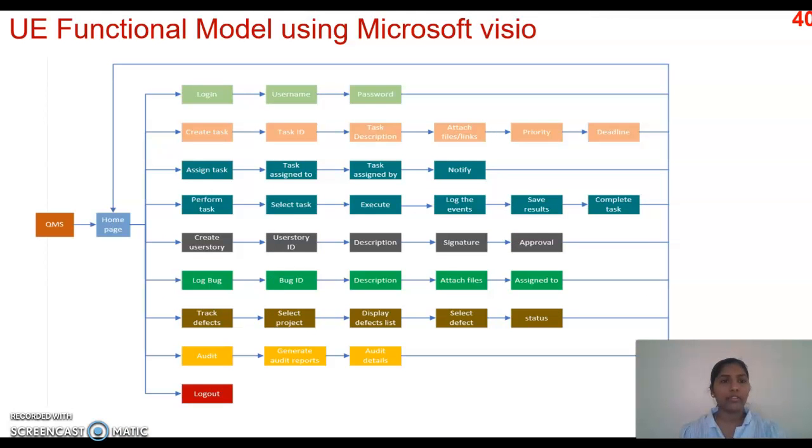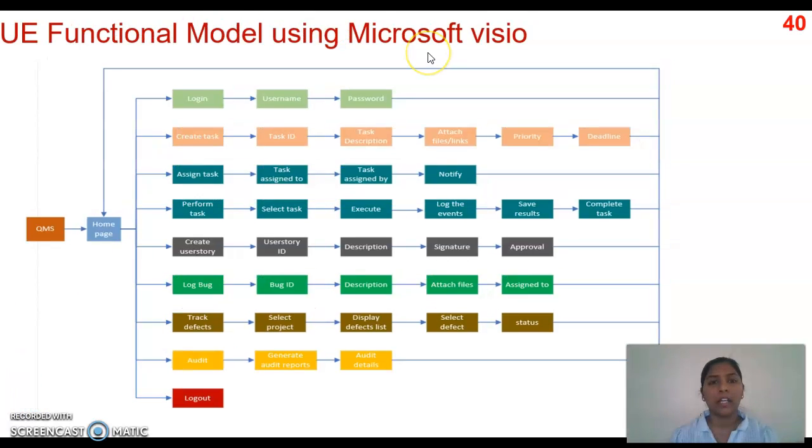And the next topic is the UI functional model using Microsoft Visio, developed by the Microsoft Visio software. This functional model gives you an overview of the internal functionality of a QMS software. Now let's discuss one functionality. For example, a user can create a task by giving the task ID and task description, and can attach files if necessary, with the priority and deadlines mentioned. So these are all the internal functions used for QMS software.